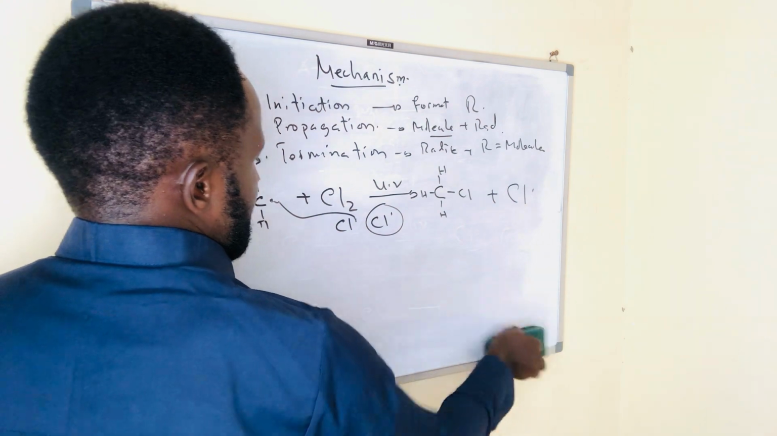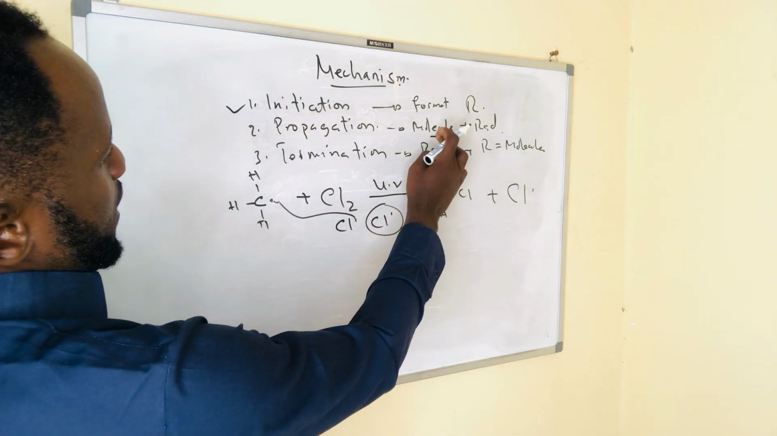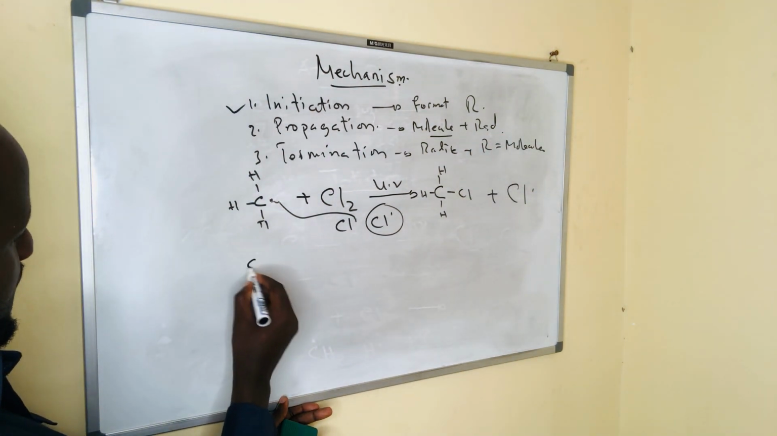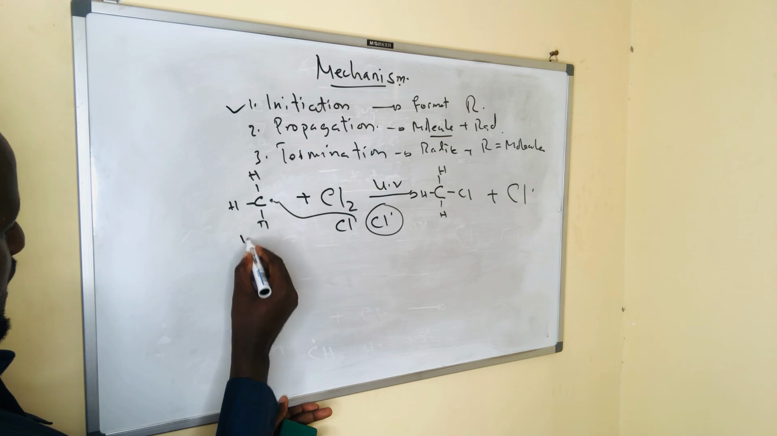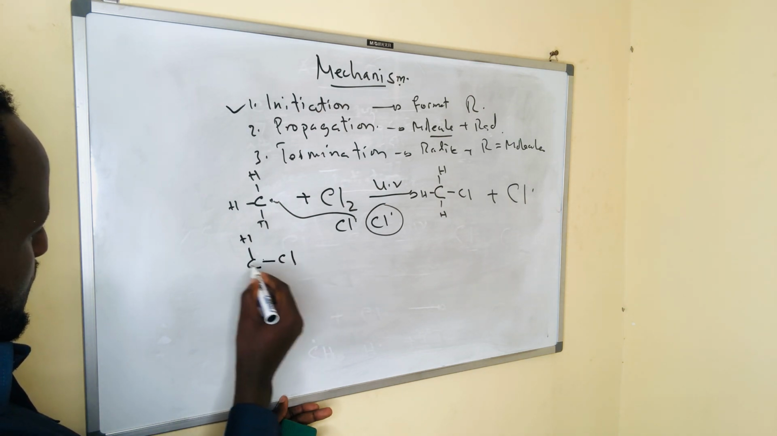And then you proceed with the propagation step, a reaction between molecule and radical. So you can take this one. So here it is chlorine, carbon, hydrogen. Here chlorine, una hydrogen.